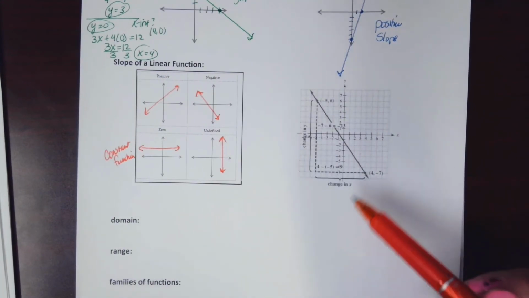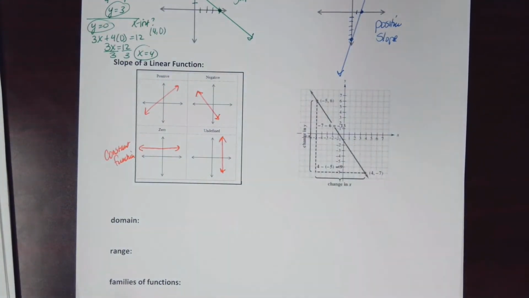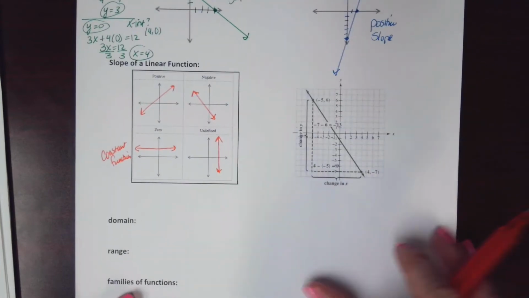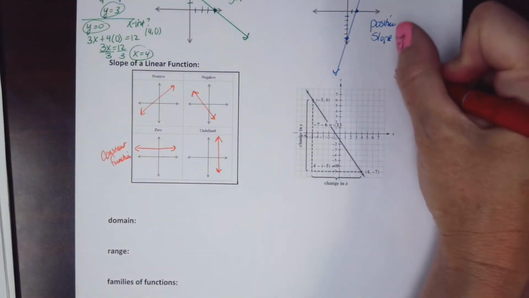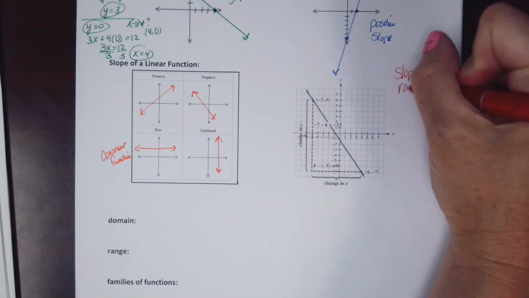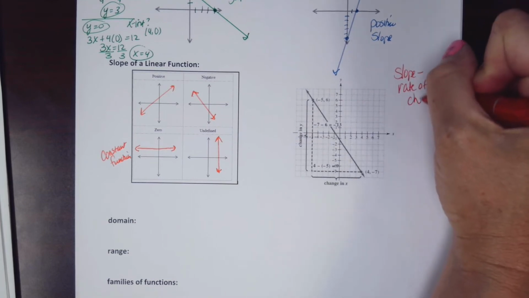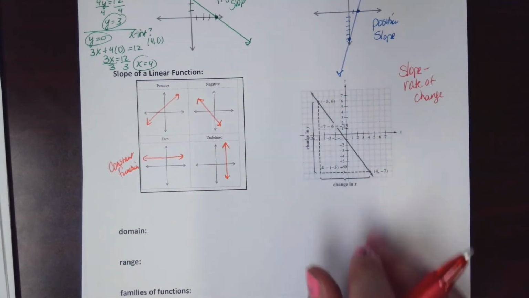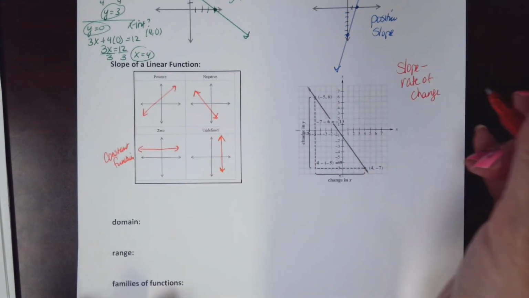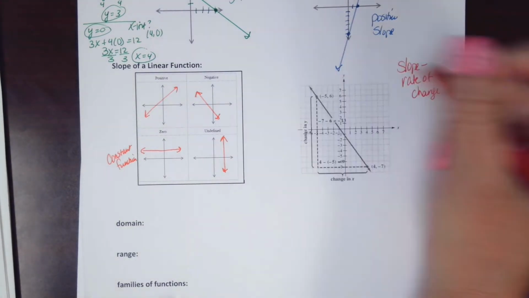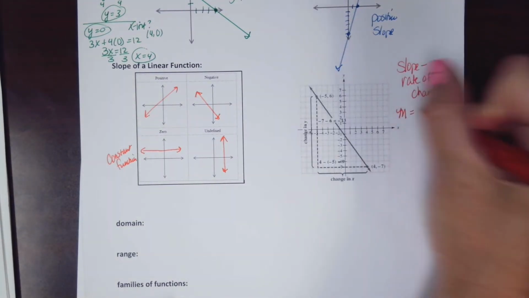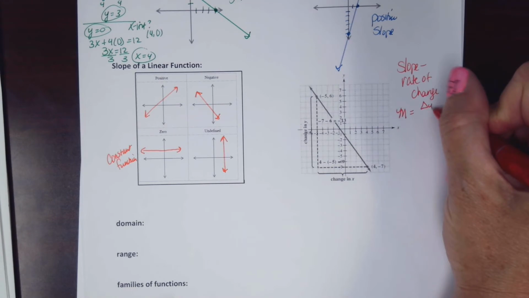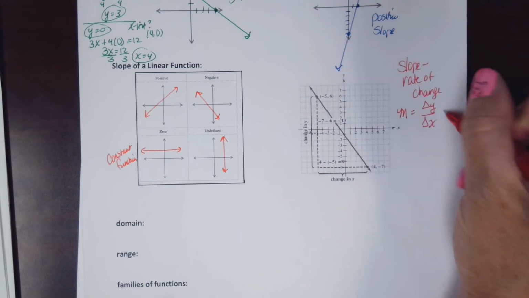Well, slope is rate of change. So let's put that down. My slope is rate of change. And when I have a straight line, it's a constant rate of change. I can also think of slope. I use the variable m to represent slope. I can think of it as change in y over change in x.